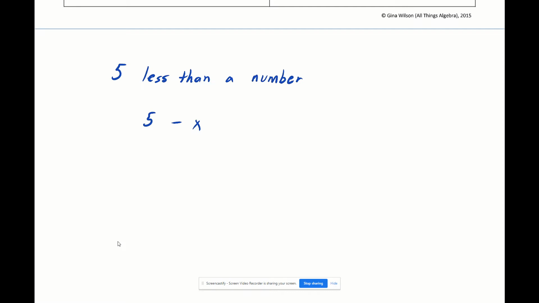Less than means I am subtracting that value from something. So 5 less than a number actually means x minus 5. That's the one that tricks people the most. Because people remember that less than means minus, and then they just follow the order, 5 minus a number. But it's actually a number minus 5. So be careful with that one in particular. The rest of them are pretty straightforward.